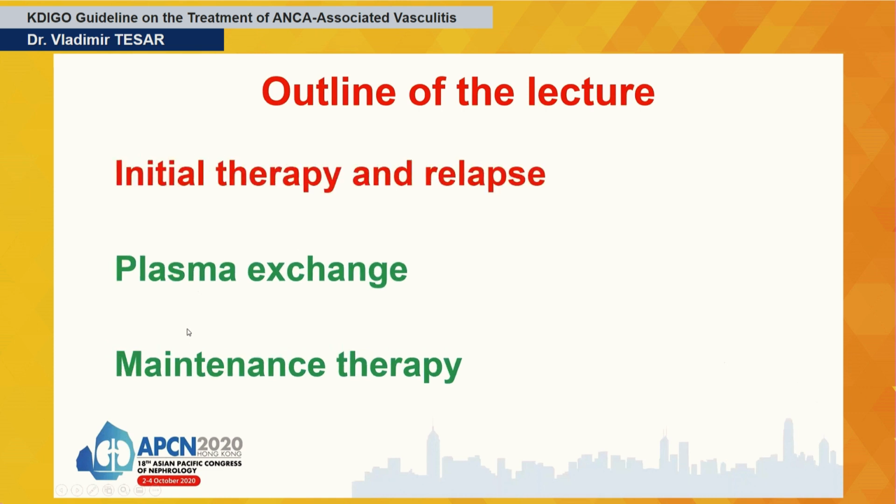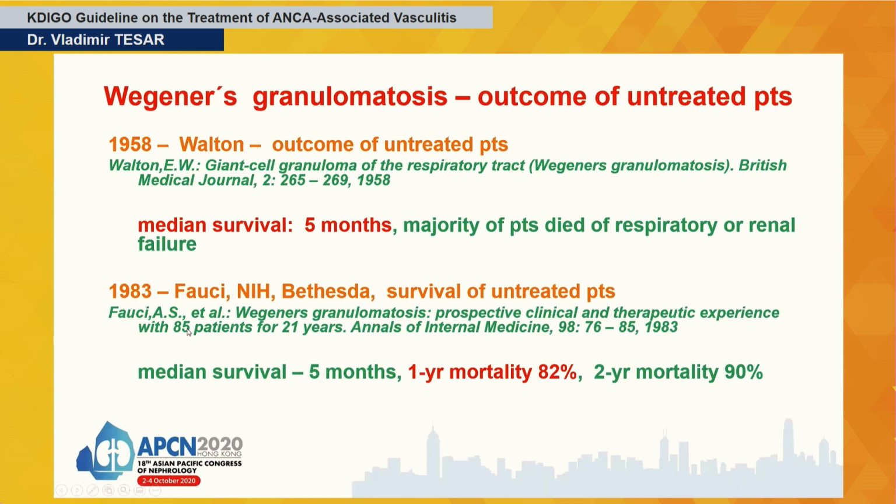So, starting with initial therapy and relapse, it is important to remind you that the outcome of ANCA-associated vasculitis at the time of Wegener's granulomatosis, before the introduction of treatment with corticosteroids and cyclophosphamide, was very poor, with a median survival of about 5 months and 1-year mortality reaching 82%.